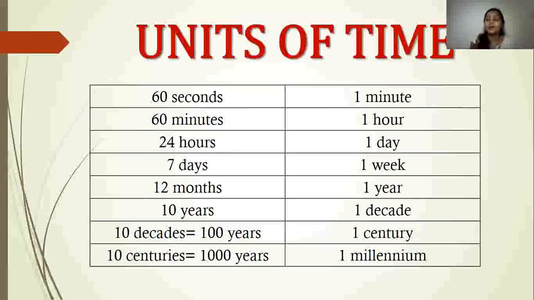7 days is equal to 1 week. 12 months is equal to 1 year. 10 years is equal to 1 decade. So when I say 10 years, in simple words, I'll say 1 decade. If I'm saying 10 decades, how many years does that mean? That means 100 years in total. So 100 years, when I have to call it out together, I will not say 100 years or 10 decades, but I'll call it 1 century. And 10 centuries, which is equal to 1,000 years, is equal to 1 millennium.